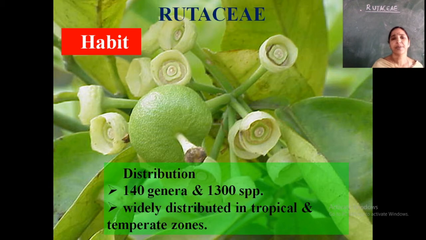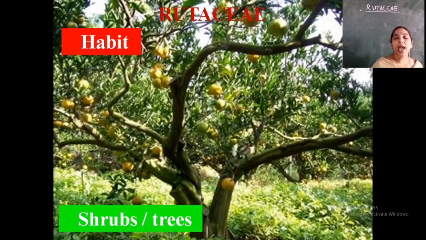Now its habit. There are about 140 genera and about 1300 species in this family. They are widely distributed in tropical and temperate zones. You can see members of Rutaceae all over the world. A very common plant is the orange. They may occur as a shrub or a tree. Rarely herbs are there, but most of them are shrubs or trees.